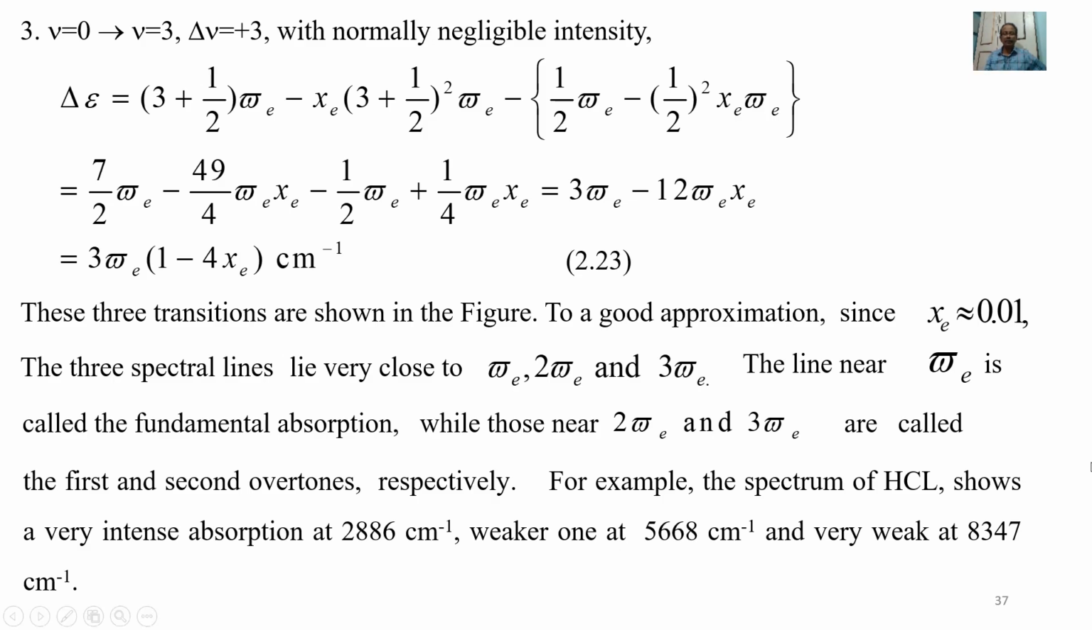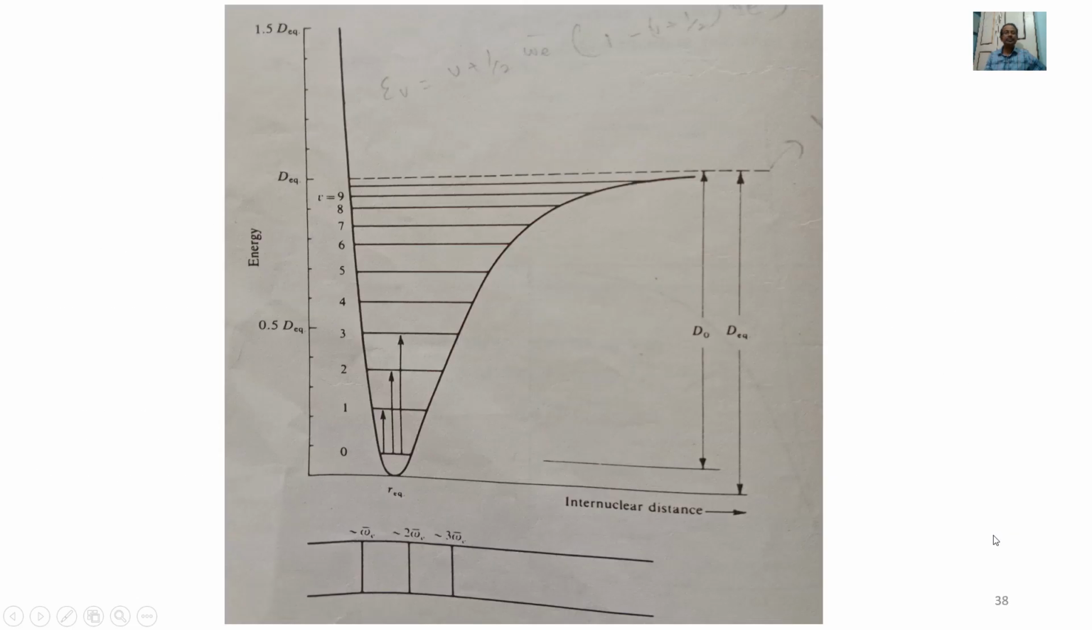For example, the spectrum of HCl shows a very intense absorption at 2886 centimeter power minus 1 and weaker at this frequency and very weak at this frequency. And these are the lines. So from nu 0 to 1, very high intensity line, and 0 to 2, somewhat less intense, 0 to 3, again still very less intense, very weak.